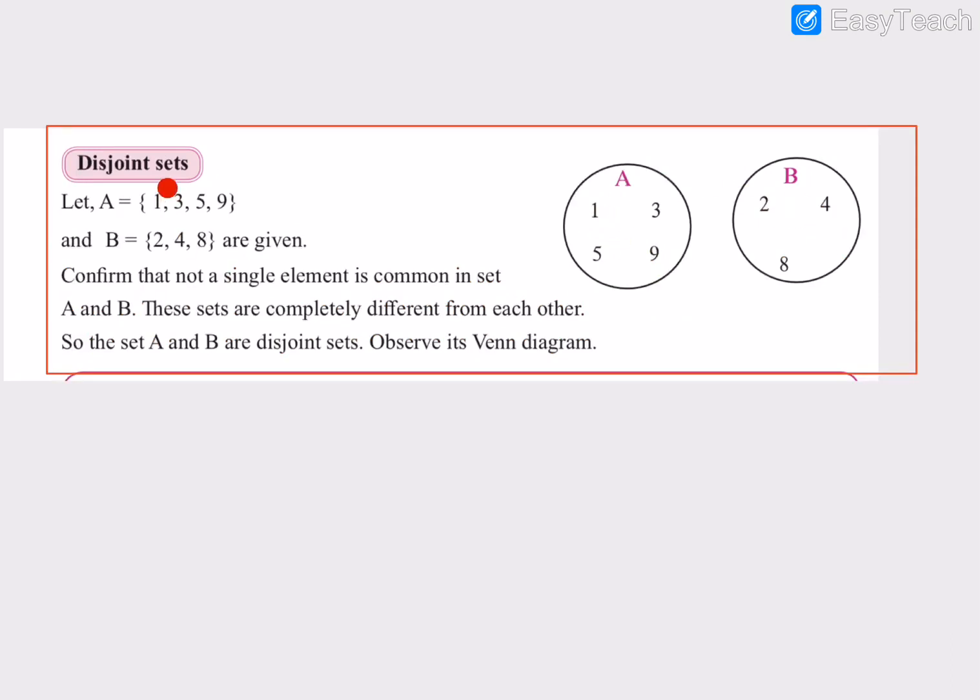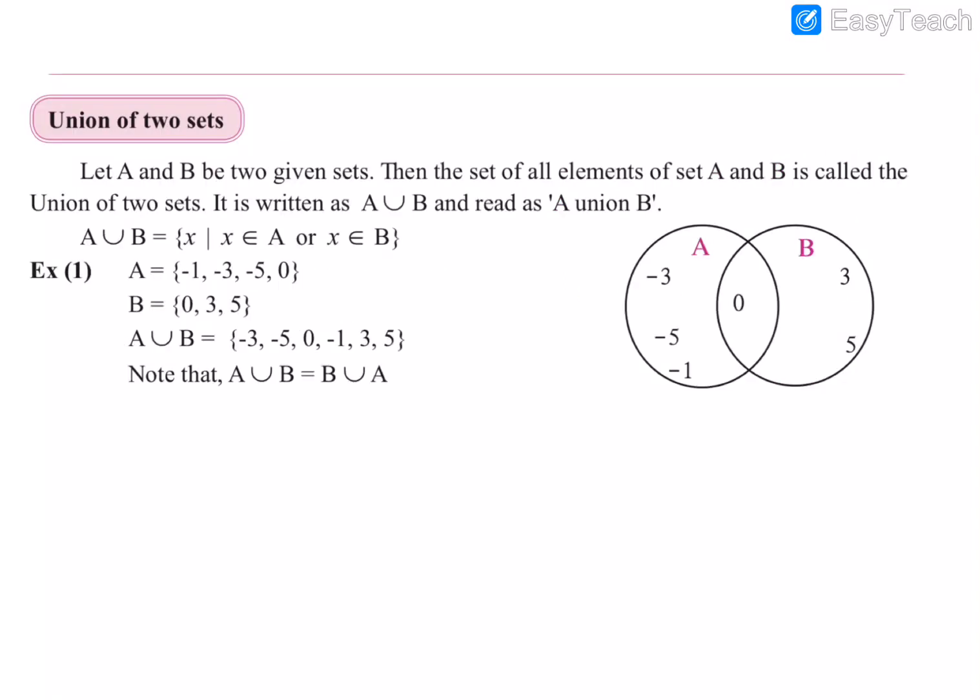You can see a set A of 1, 3, 5, 9 and set B of 2, 4 and 8. They don't have any elements in common. Different numbers are inside these two sets. So A and B are examples of disjoint sets. This is the Venn diagram of disjoint sets.